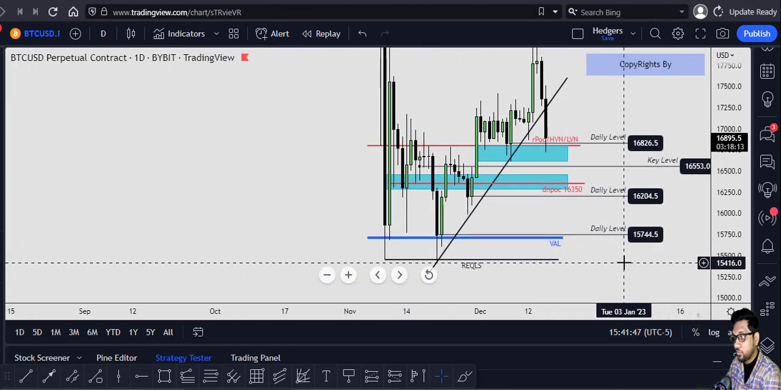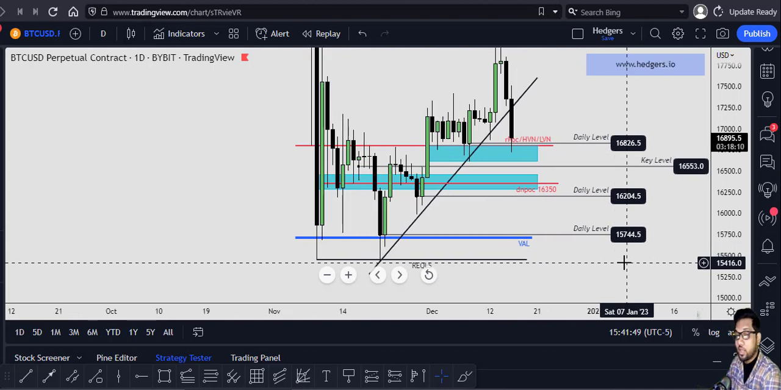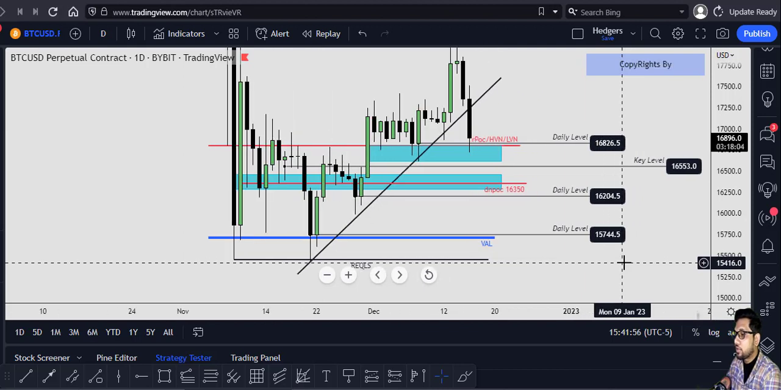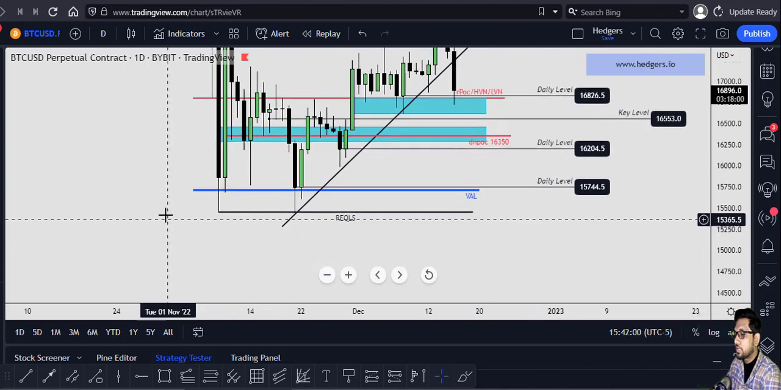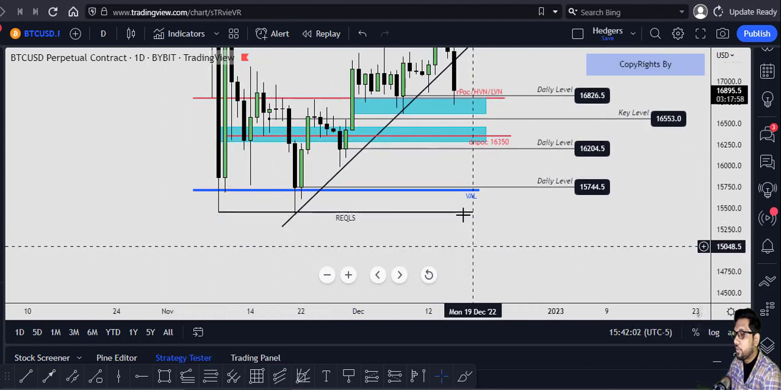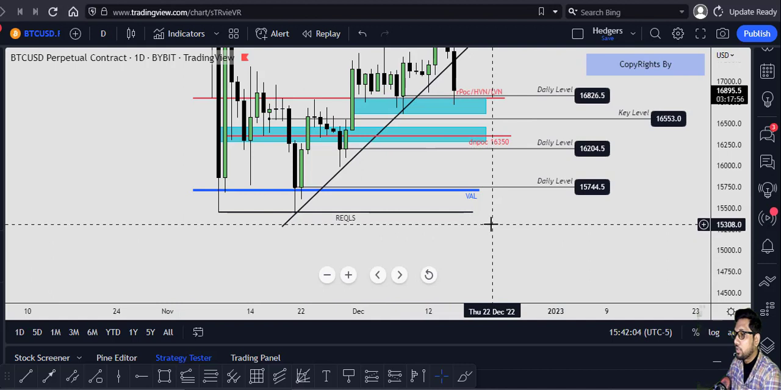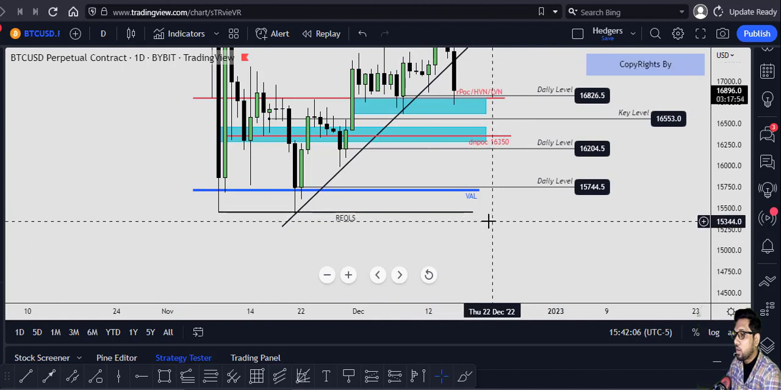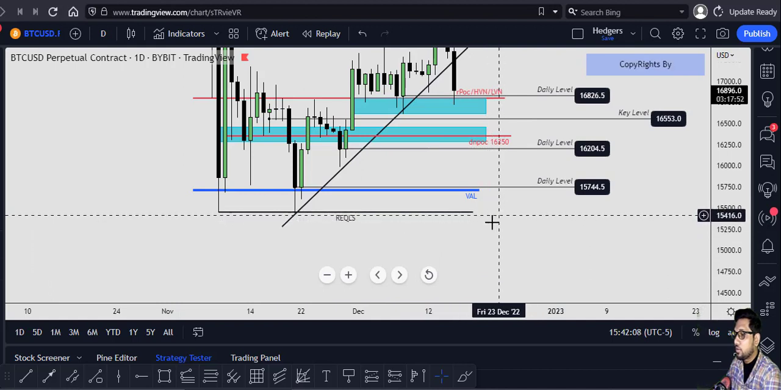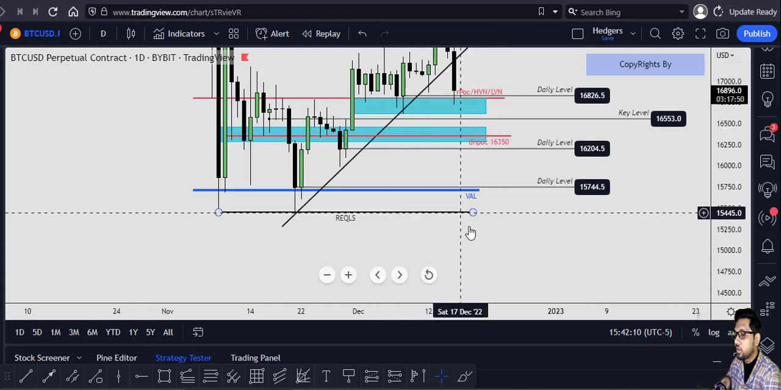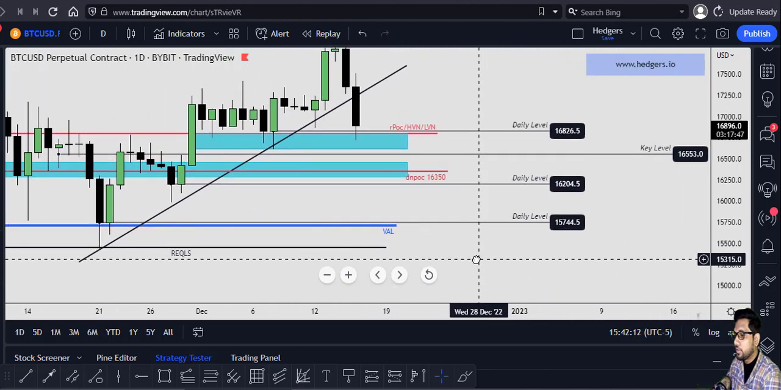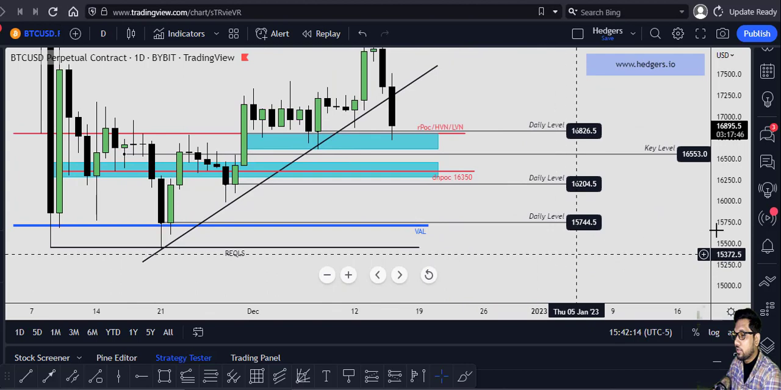If this breaks, then this is really ugly for Bitcoin, because there are really high chances that Bitcoin will go to retest the equal lows or maybe deviate below it, if you know what I mean about the deviation of this range, okay? I will give you an example of that as well.